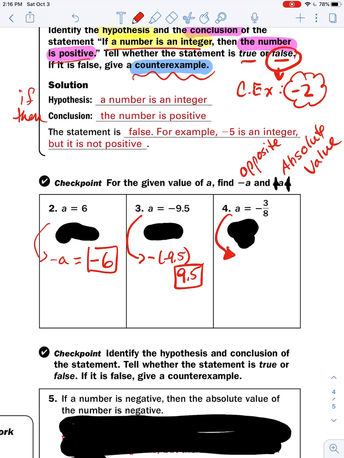What is the opposite of -3/8? Don't get all confused by the double negatives. Just think the opposite of a negative will be a positive. The actual value of the number never changes.